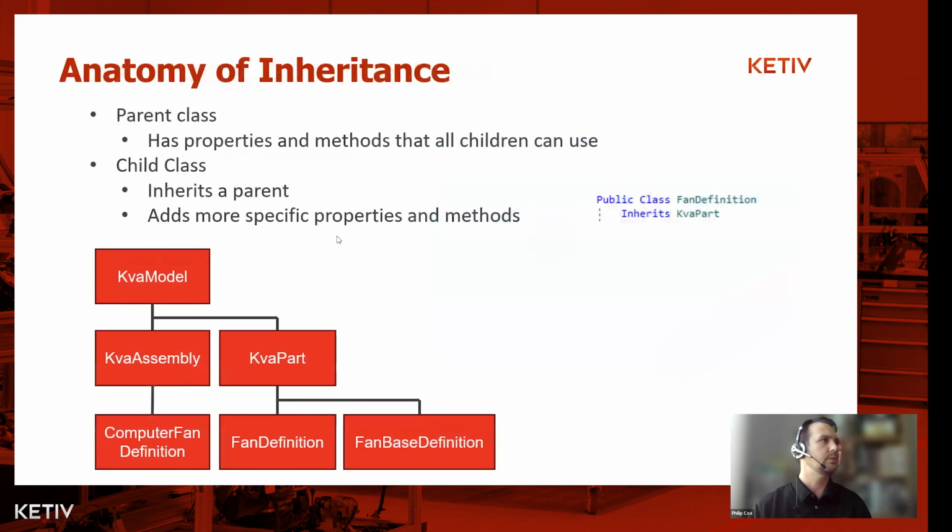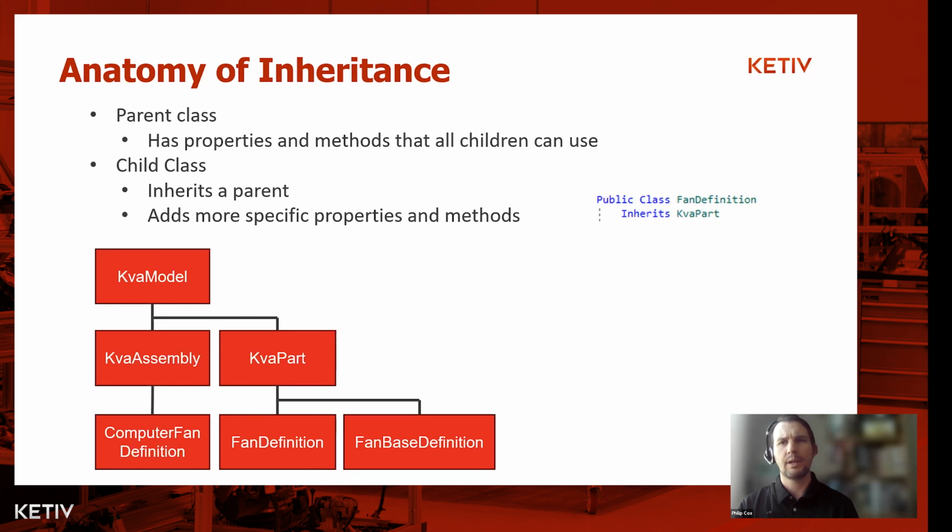Okay. So let's talk about the anatomy of parents. We talked about a parent class. So parents have properties and methods that all the children can use. This is where you get a lot of mileage out of inheritance. So for example, the KVA model is going to have things like full file name that we need to access. It'll have asset paths that will tell us where to go get our asset from. It will have various different methods and properties that we're going to use.